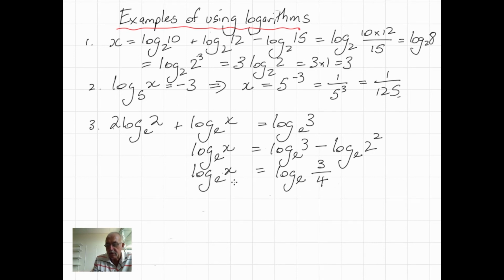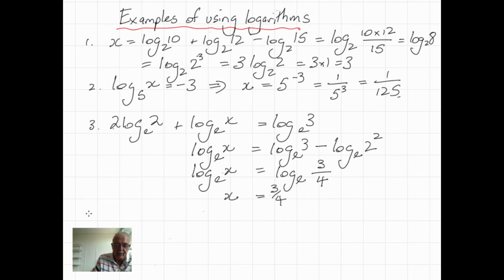Now when we've got single log equals single log, we can take away the logs, and we'll just get x equals 3 over 4. So it must be single log, single log. If that's the case, then what comes after the logs must be the same. Just like if you divide both sides by 6, if you've taken logs, you take away the logs of both sides and you get x equals 3 over 4.